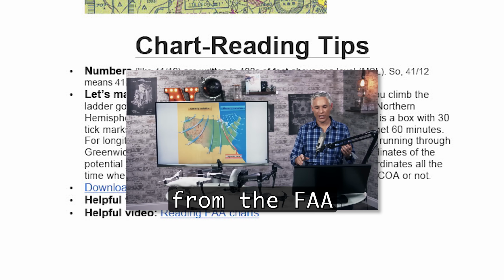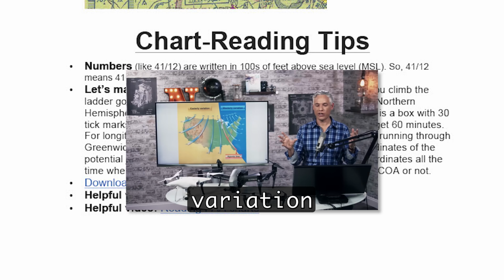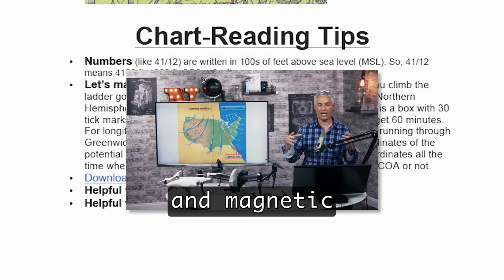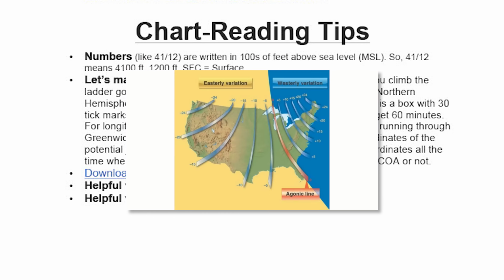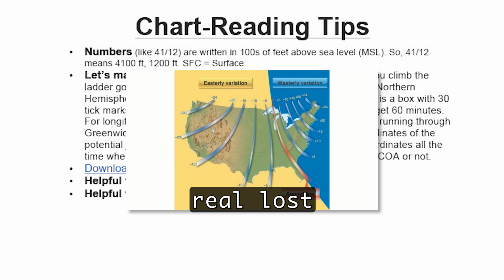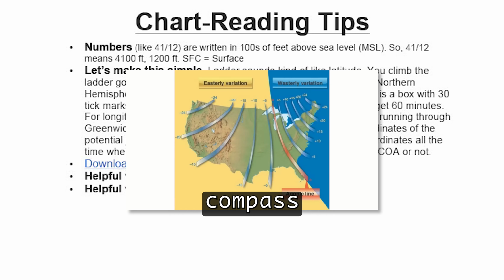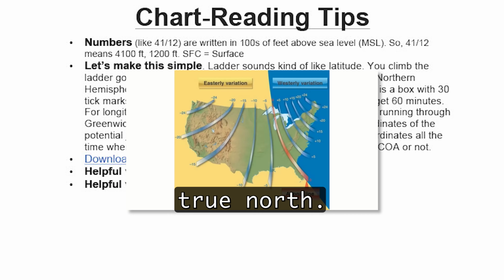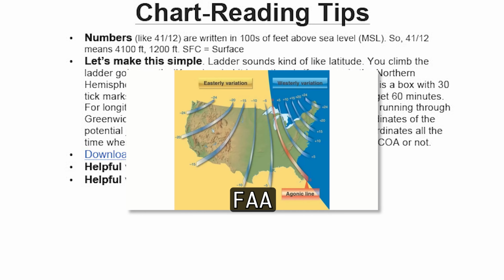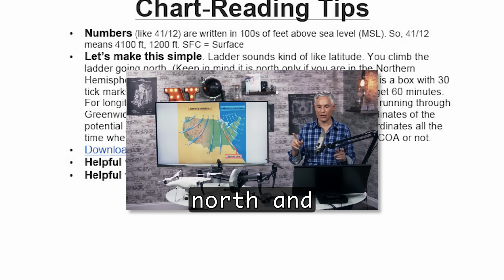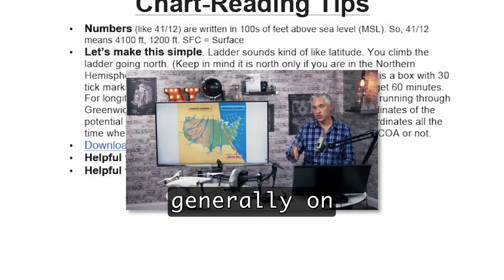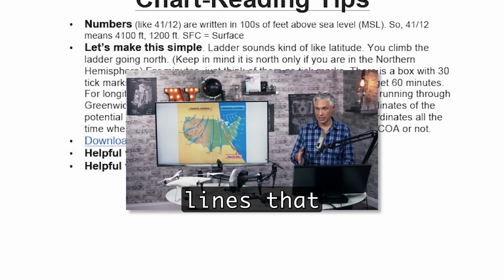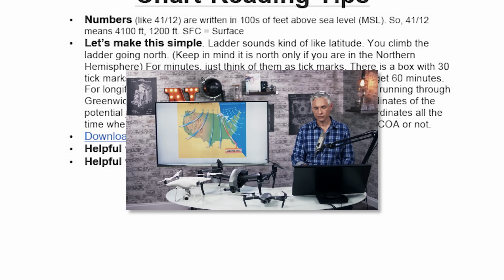This map from the FAA kind of shows you just how much variation there might be between true north and magnetic north. So you can imagine you could get yourself real lost if you're using your magnetic compass thinking that it's true north. So you will sometimes see the FAA differentiate between true north and magnetic north, but generally on those maps, you're looking at lines that indicate true north.